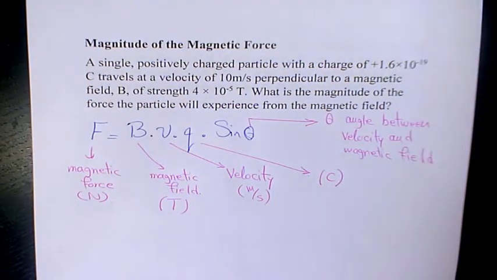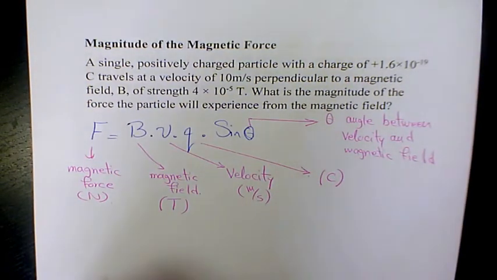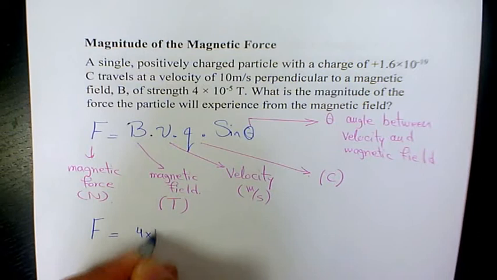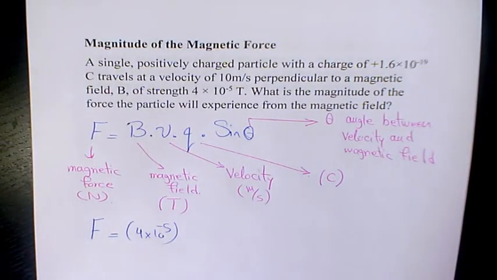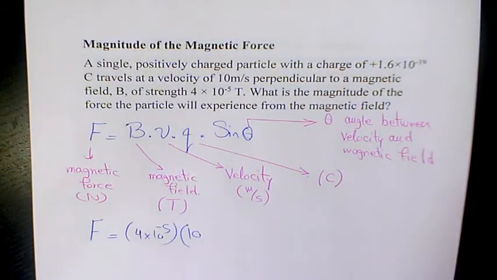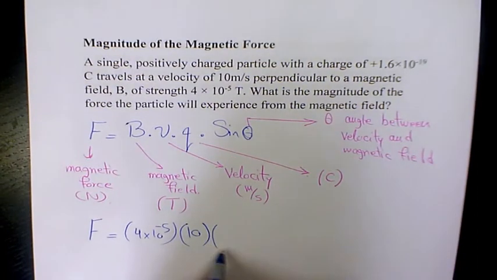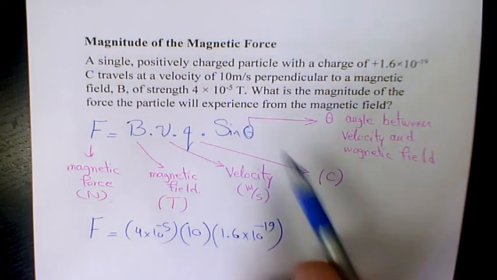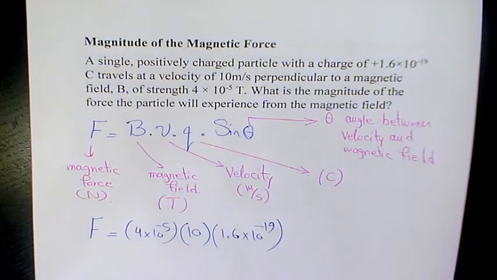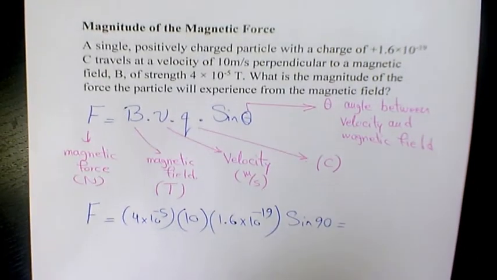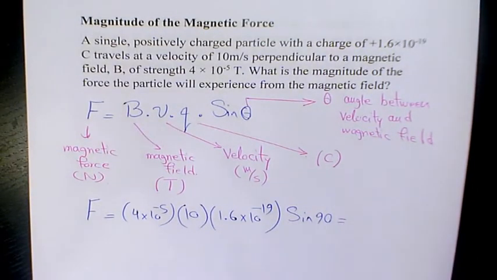So let's go back to the question. In order to find out the magnetic force, B is given, which is 4 times 10 to the power of negative 5 Tesla. V is the velocity of the particle, which is given as well, 10 meters per second. Since it's in meters per second, we don't need to convert it to any other unit. Q is 1.6 times 10 to the power of negative 19. And since they are perpendicular, it means that theta is 90. Sine 90 degrees is 1. So we have maximum force in this case.